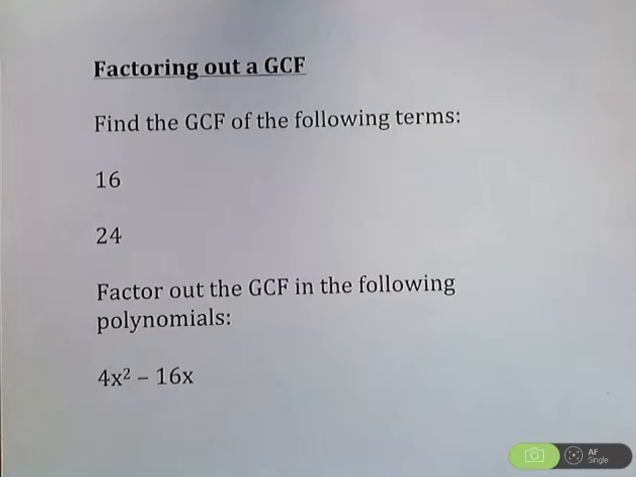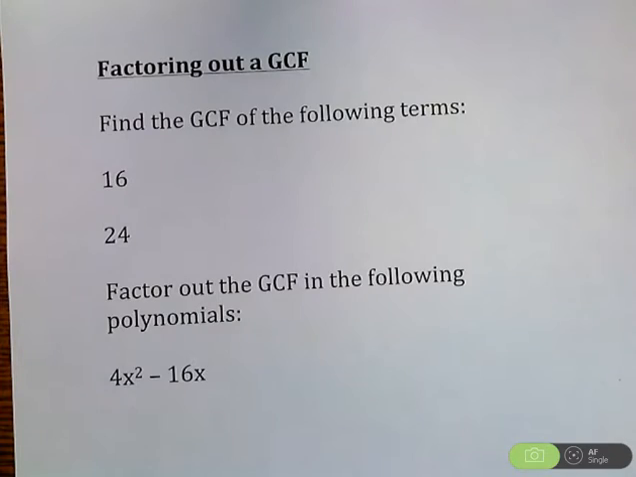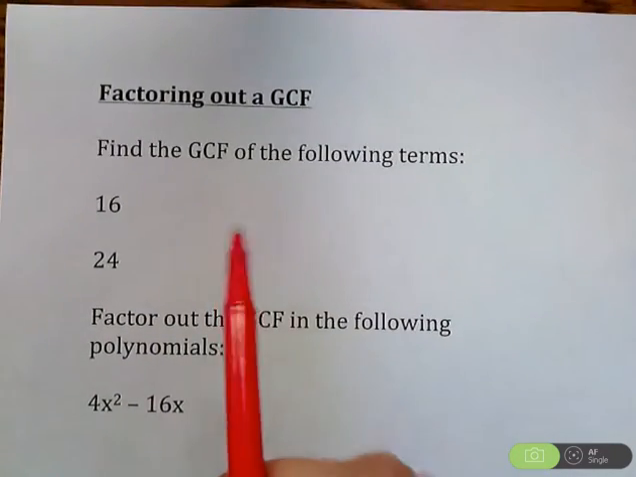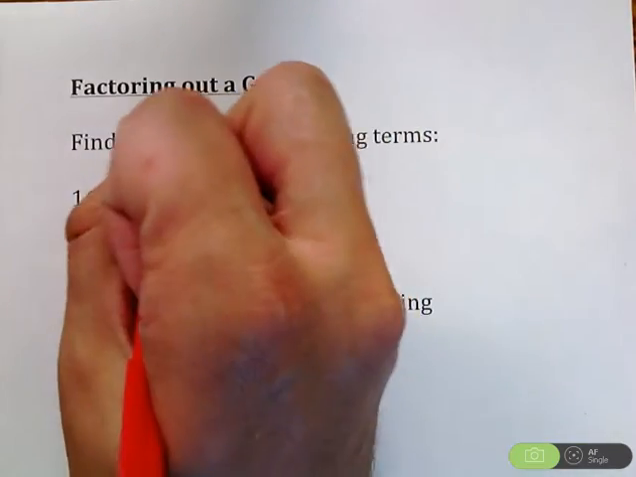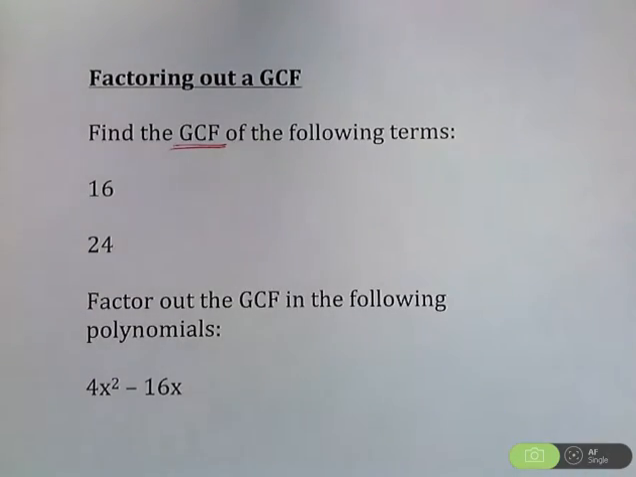Factoring out a GCF. So that's what we're going to discuss in this video. I'm going to start with basic stuff and we're going to work our way up to a little bit more complex things by the end. So first thing I'm going to do is start out with what in the world is a GCF. A GCF is known as your greatest common factor.